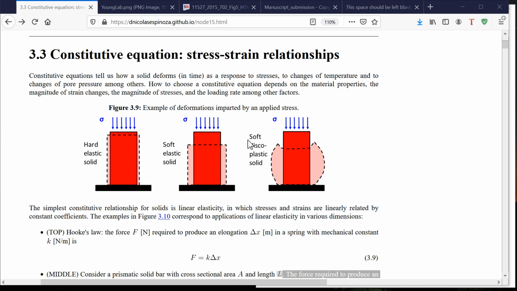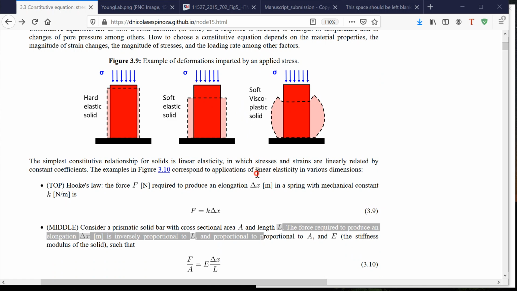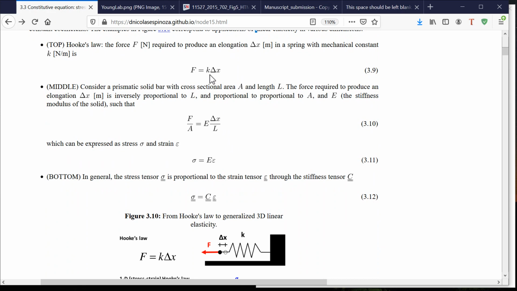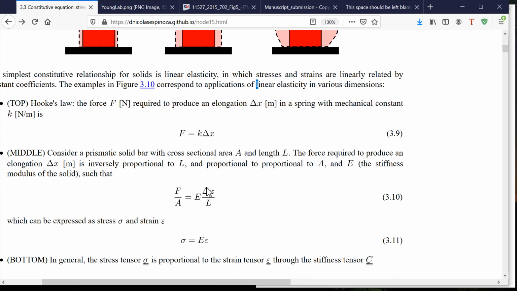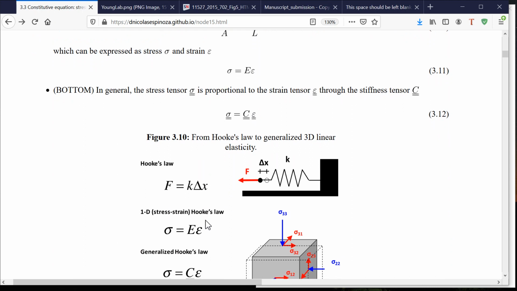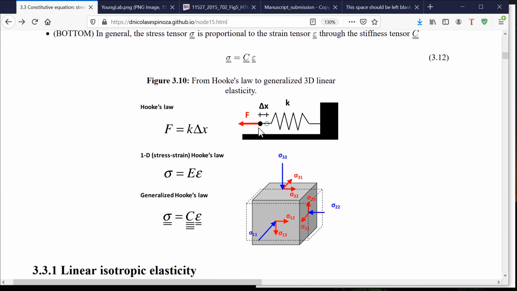And we're going to start our discussion of constitutive equations with the simplest model, which is the model of linear elasticity, and particularly when we go to 3 dimensions, linear isotropic elasticity. Linear elasticity is based on Hooke's law, where a force is proportional to a spring constant and a displacement. So if we see the image for that, it would be this case, and as we said, the force is proportional to the constant of the spring, and also to the displacement. The more you displace, the more force you need to apply.